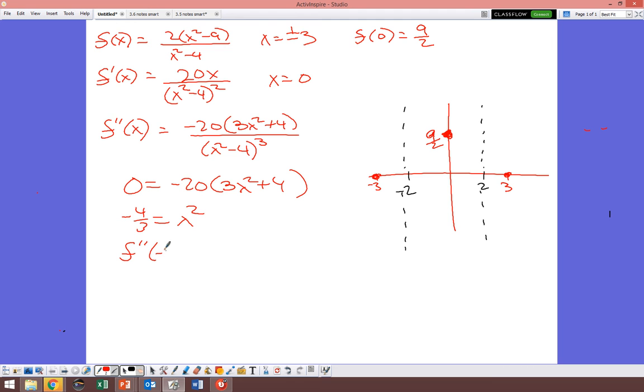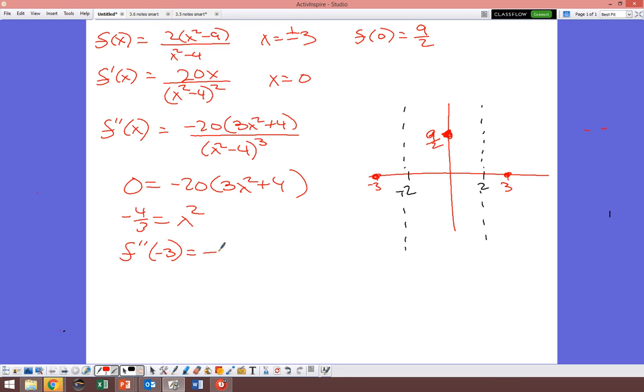f double prime of negative 3 is 27 plus 4, which is 31. So the bottom is positive and the top is negative, so the whole thing is negative. What does that tell me? We're going down. It's concave down. So this piece is concave down.